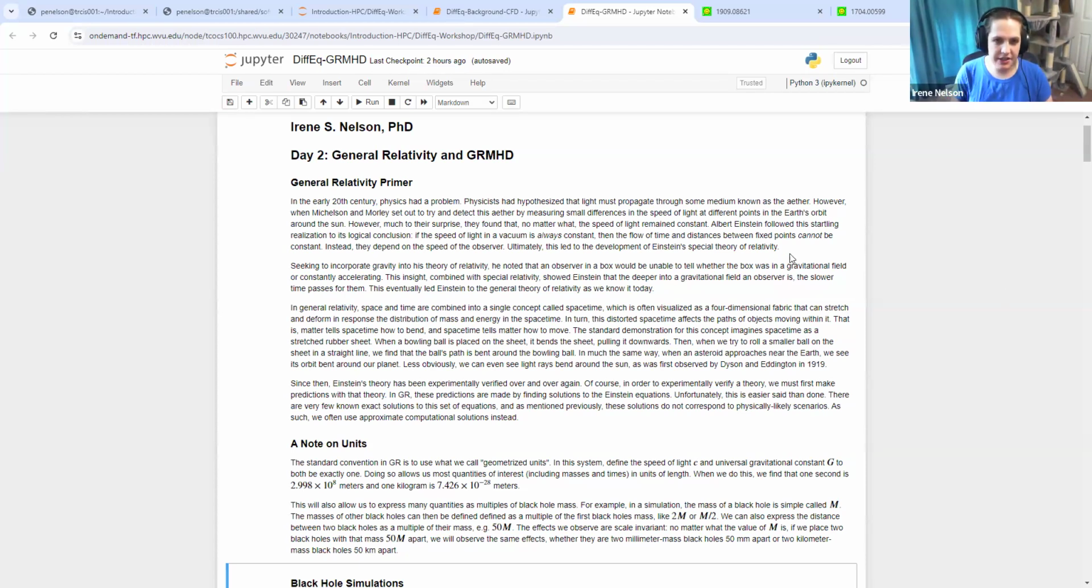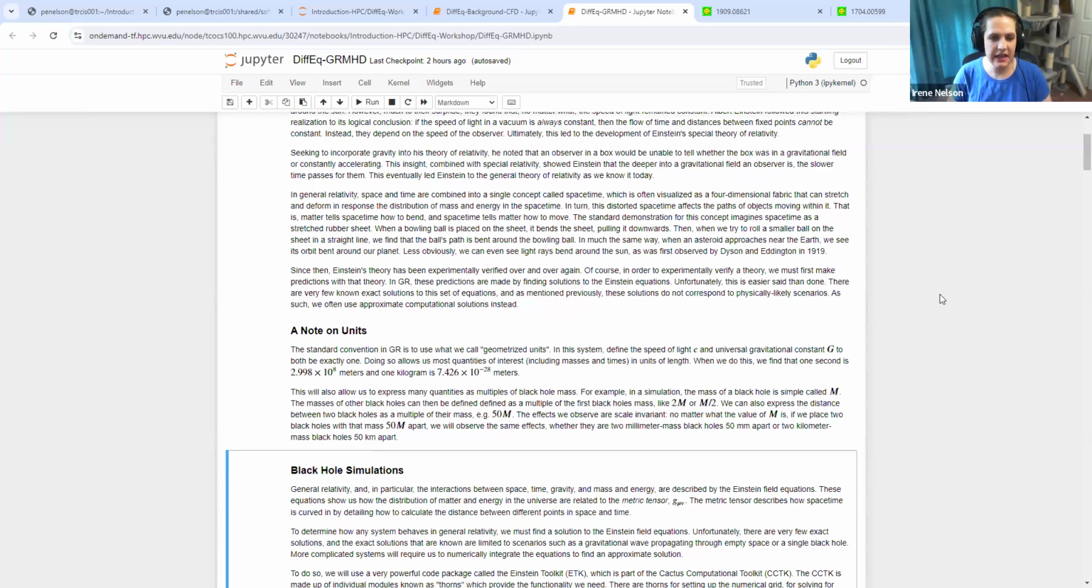So I also need to make a quick note on units. The standard convention in general relativity is to use what we call geometrized units. So in this system, we set by definition the speed of light to be equal to 1 and the universal gravitational constant, big G, to also be 1.